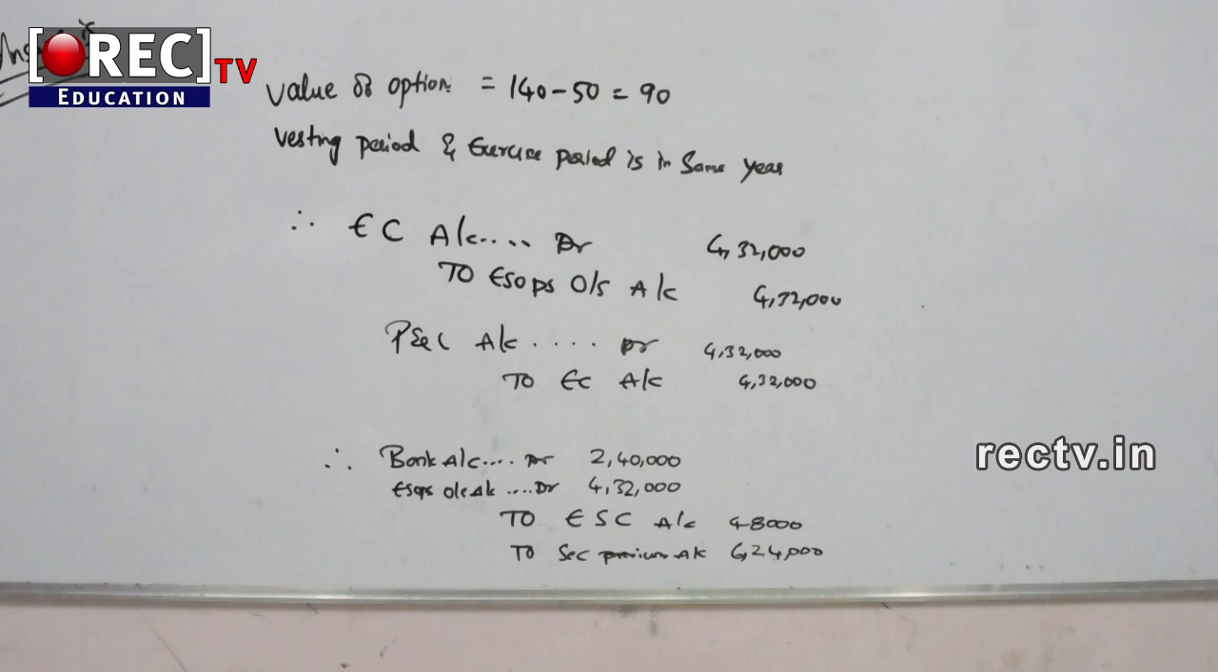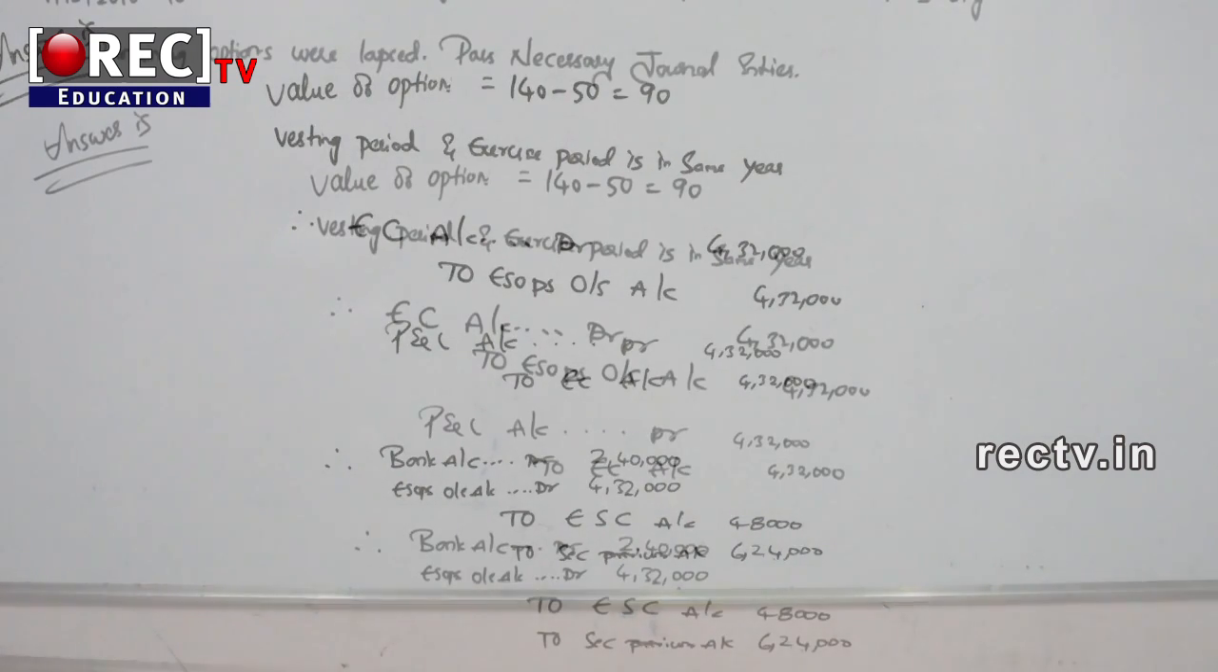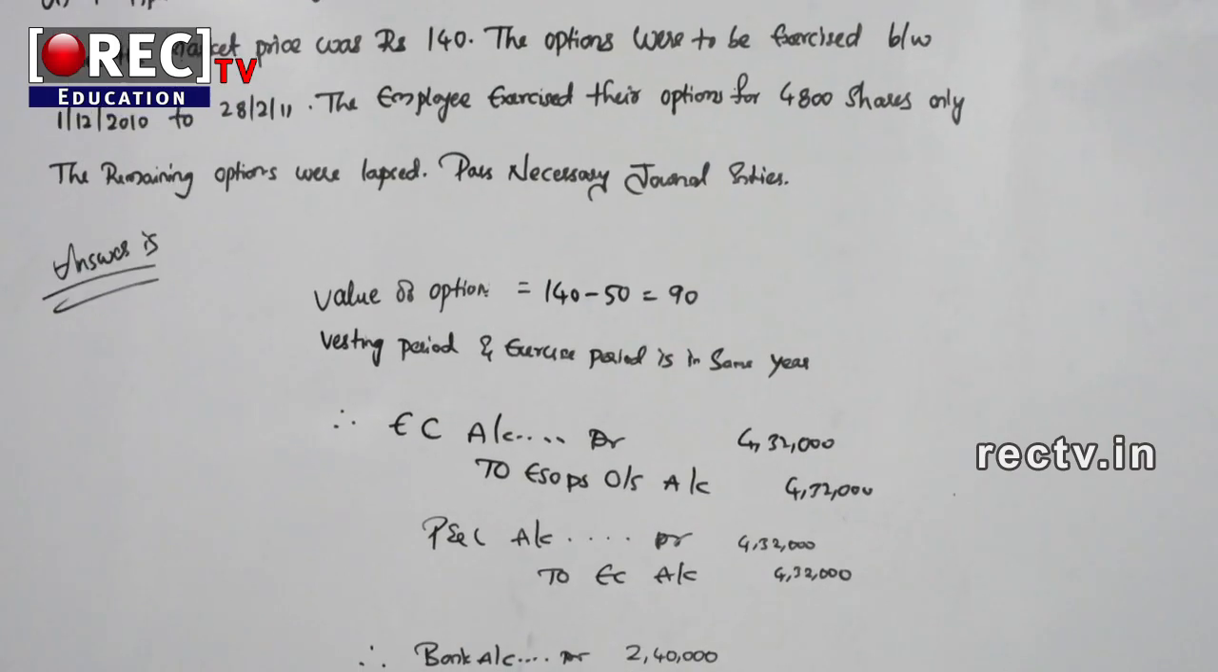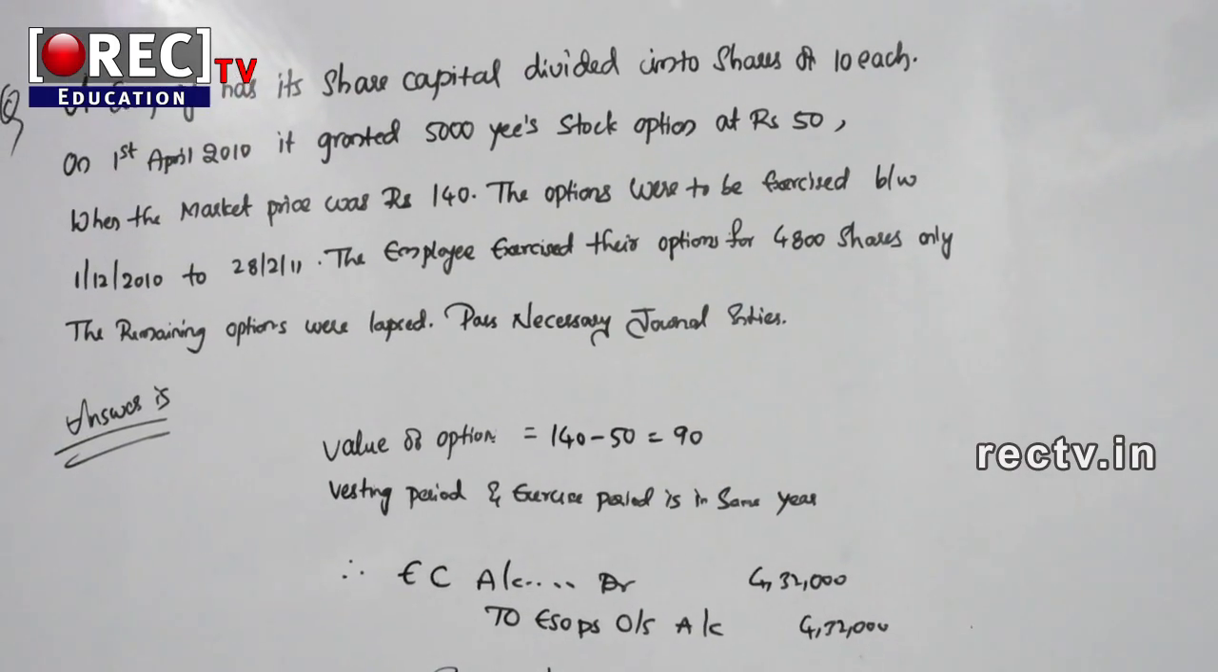So let us see once again the total entry: bank account debit, ESOPs account debit, to equity share capital account, to securities premium account. So with this question we have completed as per SEBI guidelines and also ICAI guidelines. So we have completed employee stock option scheme in Group 2 accounts. Let us start another new topic in the next video. Thank you.